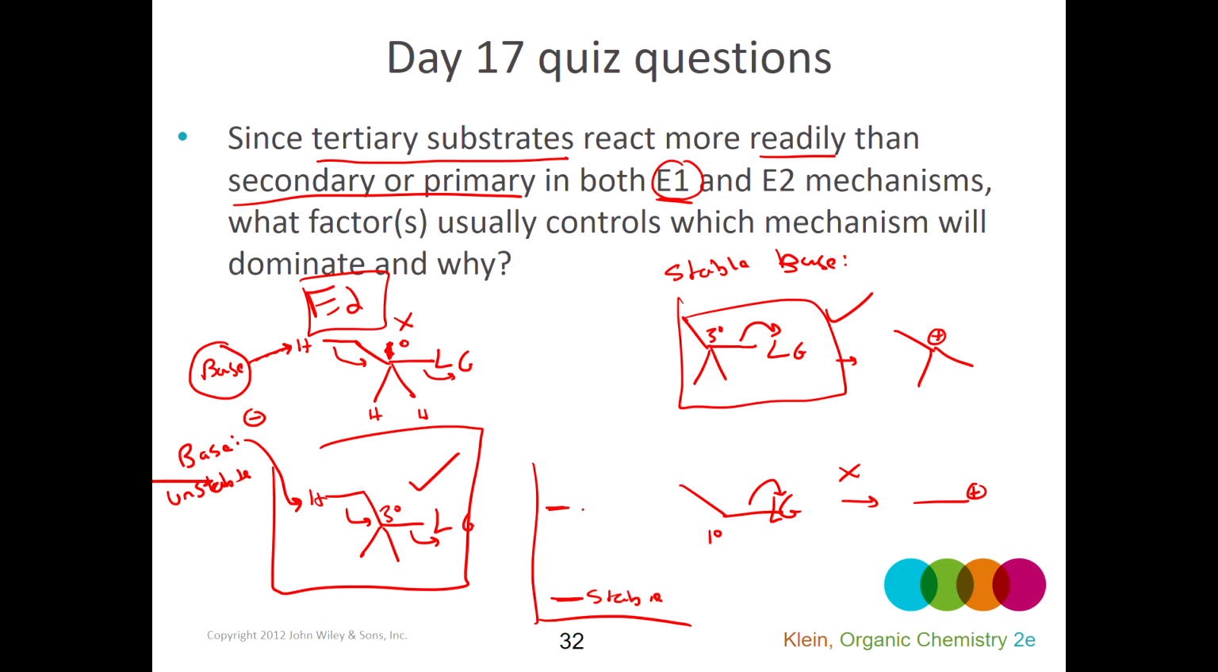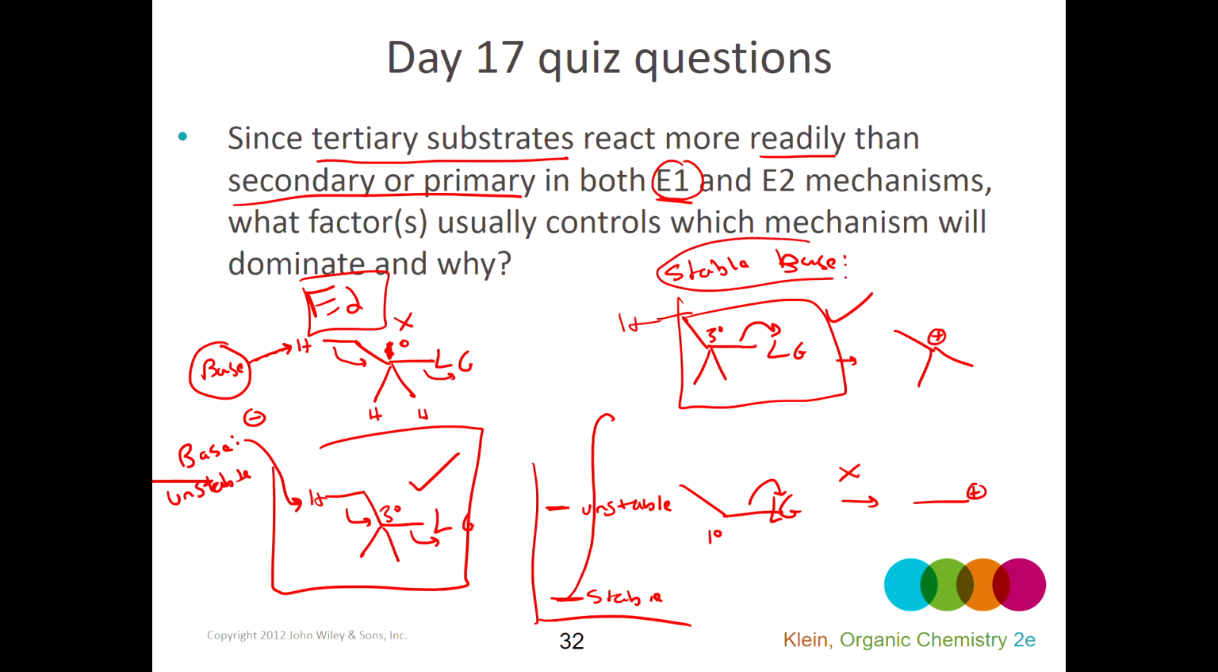If it's unstable, it starts at a higher energy. So if the base is stable to begin with, in order for it to come in here and collide with the hydrogen and break and form all these bonds at once and get to a pretty high energy transition state, very few of the collisions are going to have the energy necessary to do that.